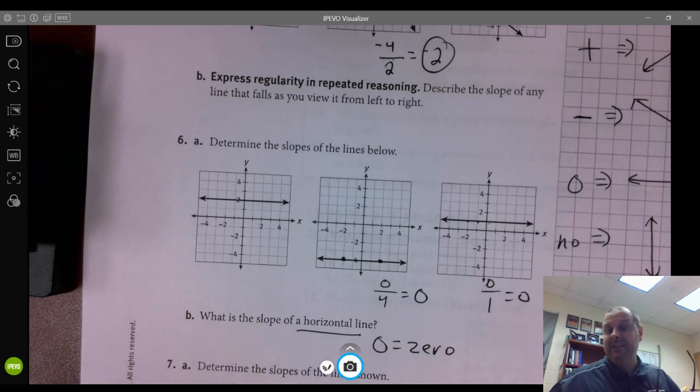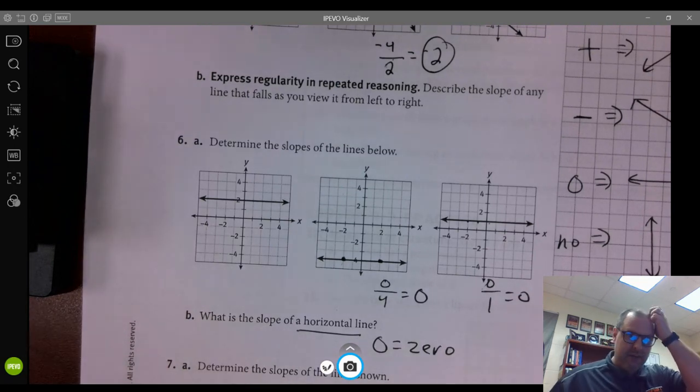Just a little bit more adding on to slope, and we'll continue to do that for the rest of our time with slope.